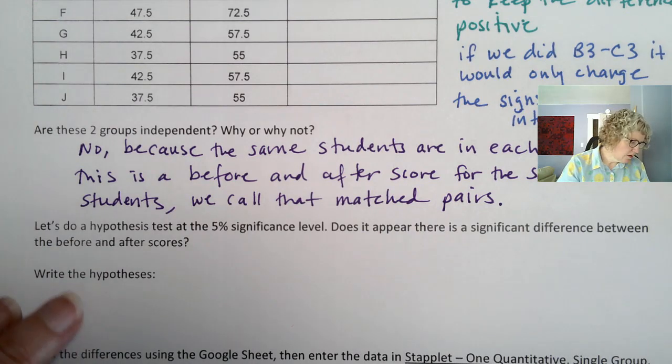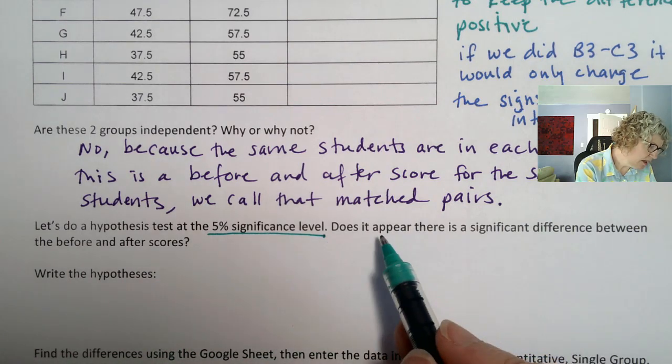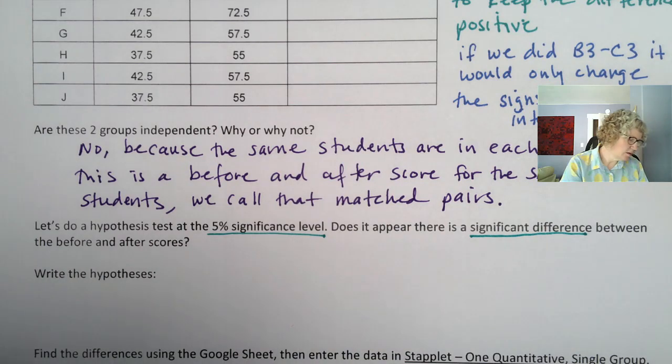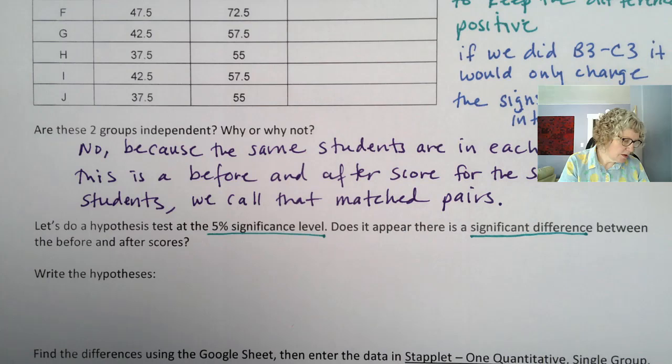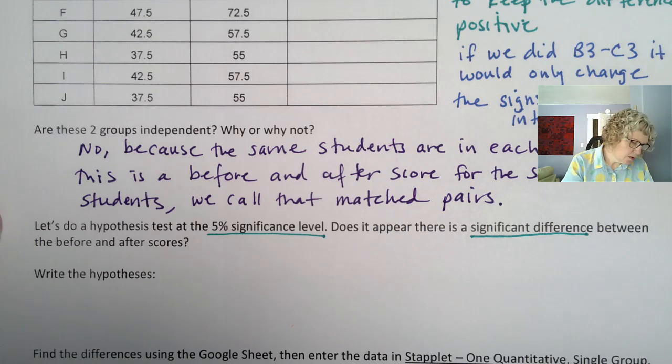Okay, so let's do a hypothesis test. At the 5% significance level, does it appear there is a significant difference between the before and after scores? Okay, so they might want to ask us, are the after scores significantly higher, but they're actually just asking whether they are significantly different. So we will do a two-tail test here.